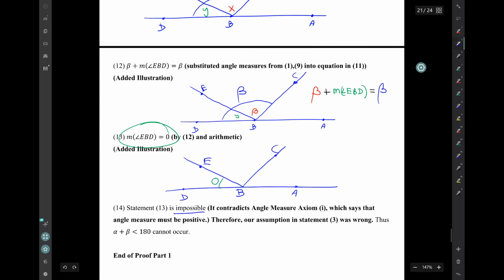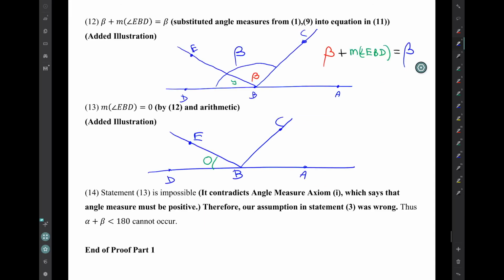It contradicts angle measure axiom 1, which says that angle measure has to be positive. So therefore our assumption way back in statement 3 was wrong. That's back when we said that suppose alpha plus beta is less than 180. So we see now that alpha plus beta less than 180 cannot occur. So that's the end of proof part 1.